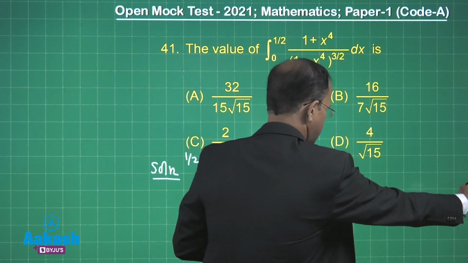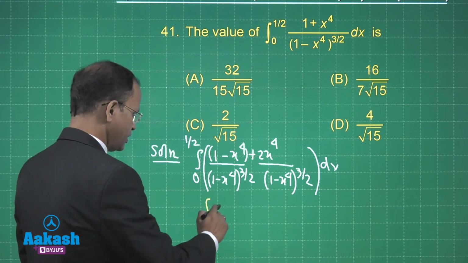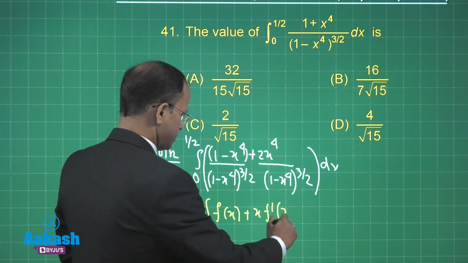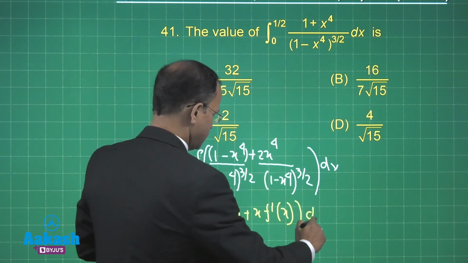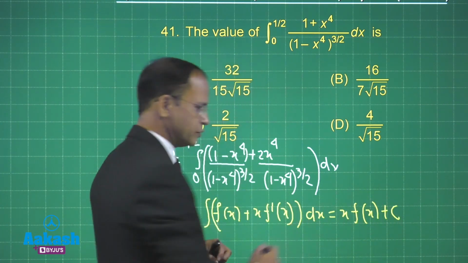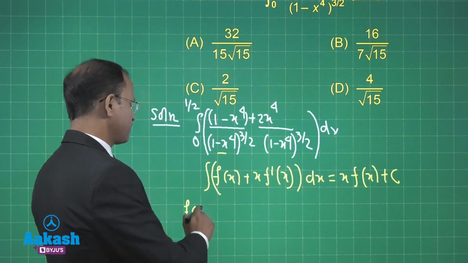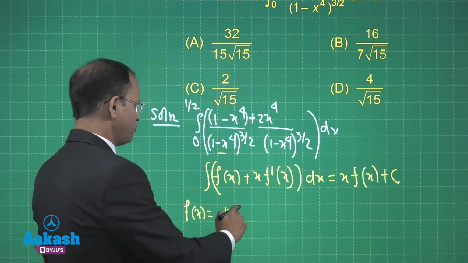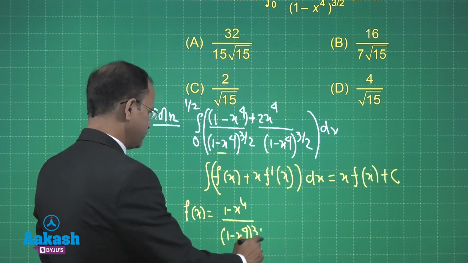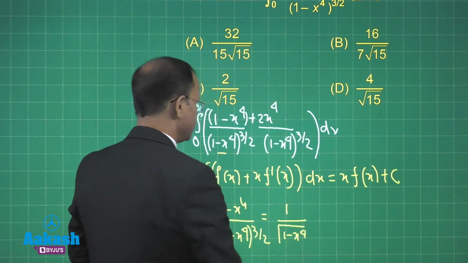There is a very interesting relation we have. The integral of (f(x) + x f'(x)) dx is going to be x f(x) + c. This is what you have to use. So if you see the integral here, f(x) is going to be (1 − x⁴) to the power 3 by 2, as I told you. Again, let me write it down. This is x⁴ to the power 3 by 2, which is nothing but 1 upon root (1 − x⁴), right?